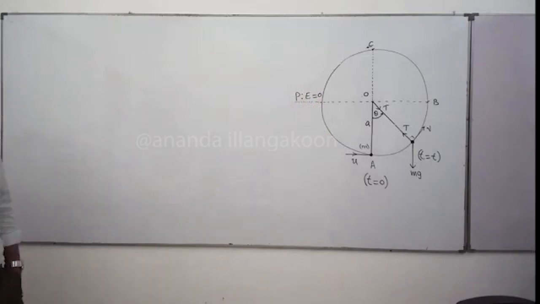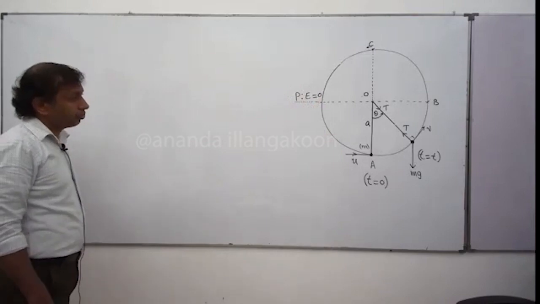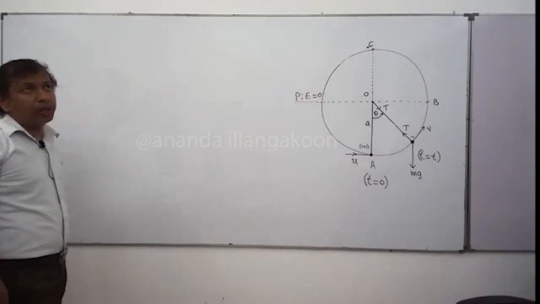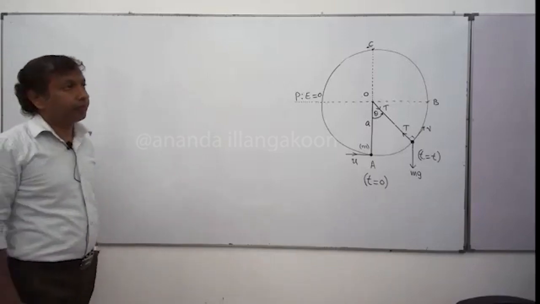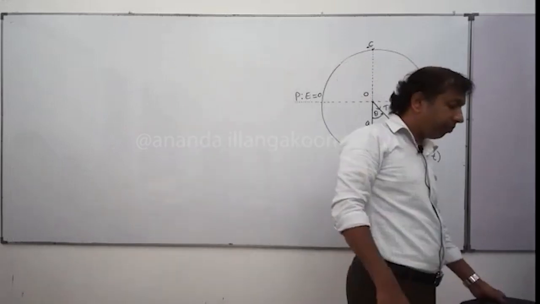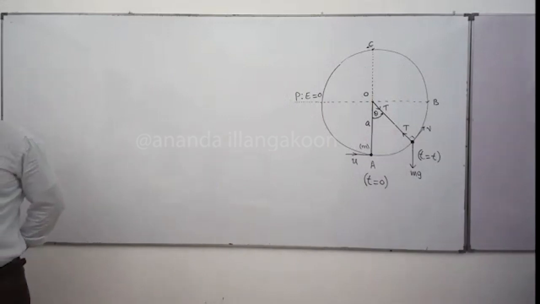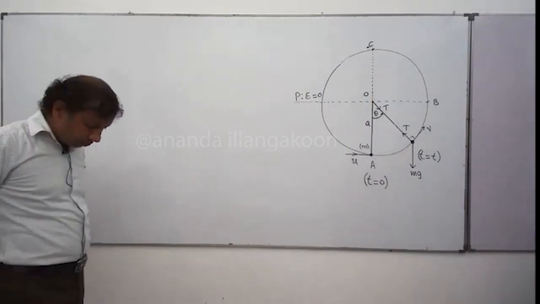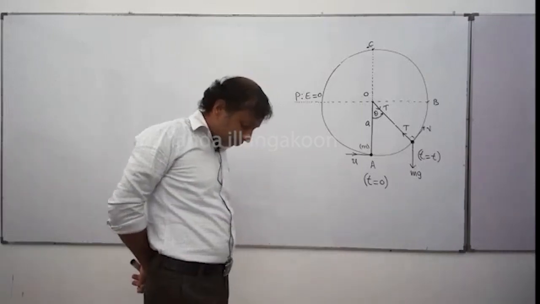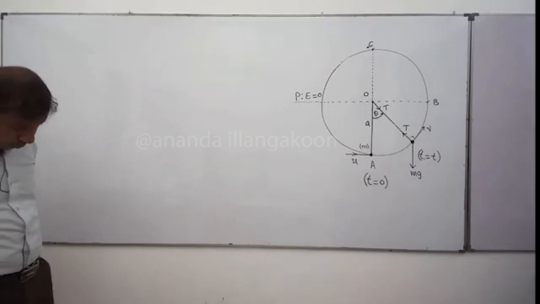Now, we'll write like this. While the particle moves on the circle, the tension T in the spring is perpendicular to the direction of motion of the particle.